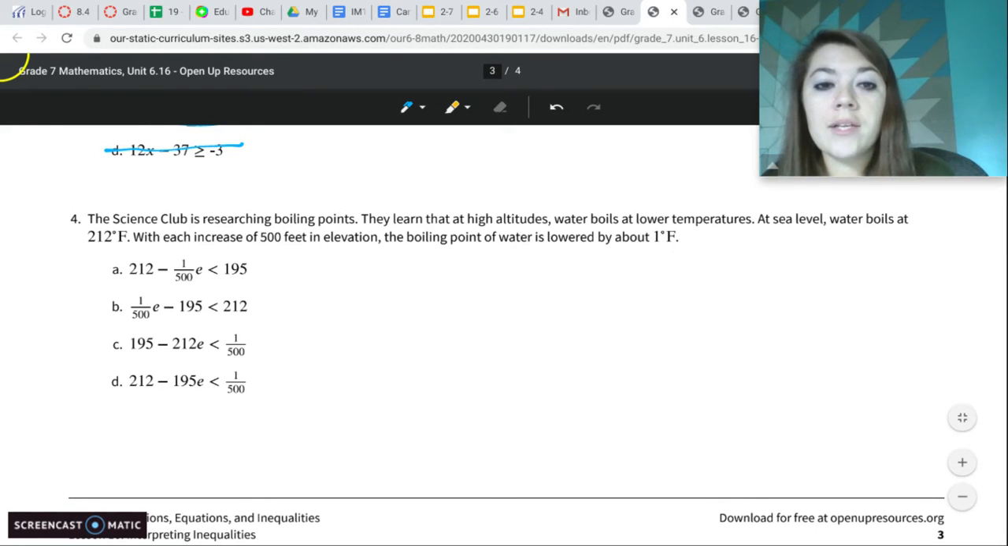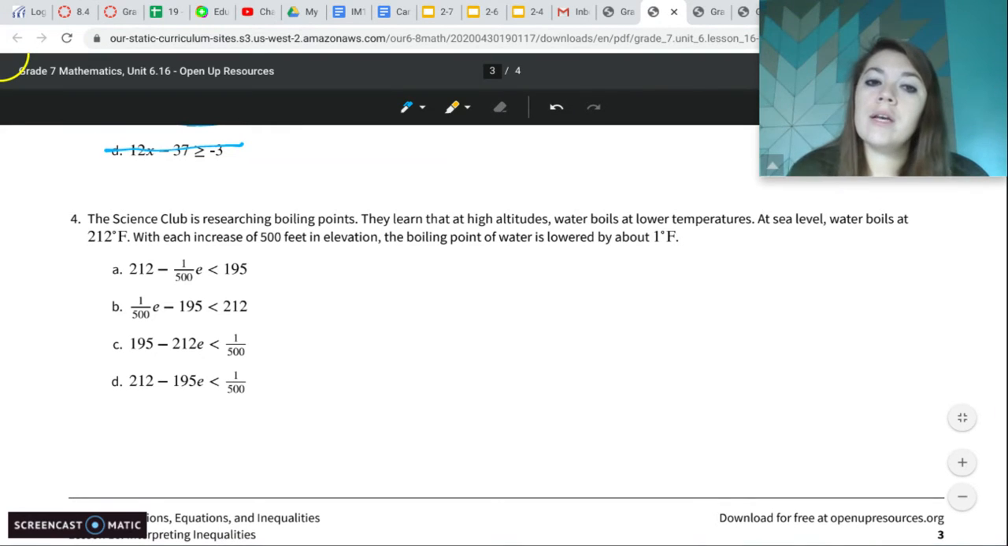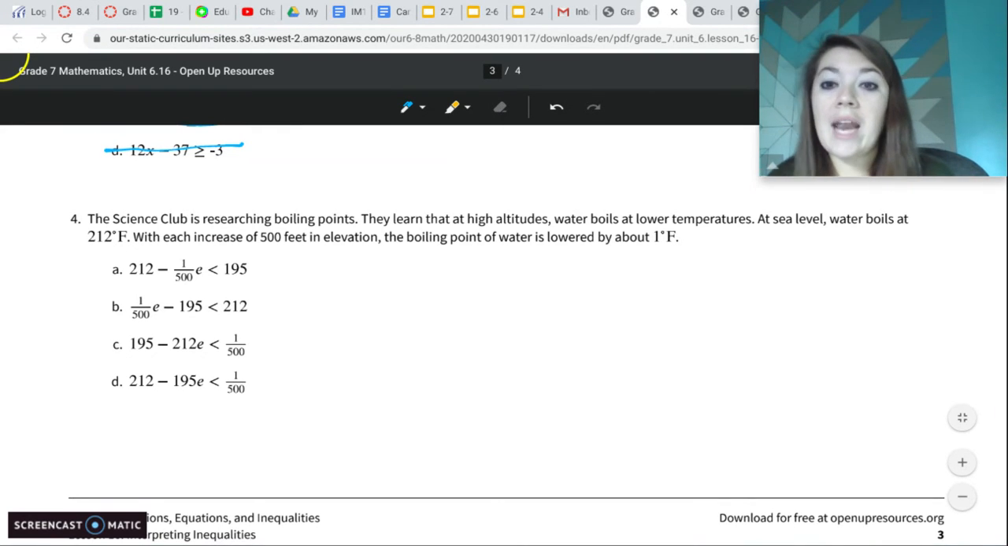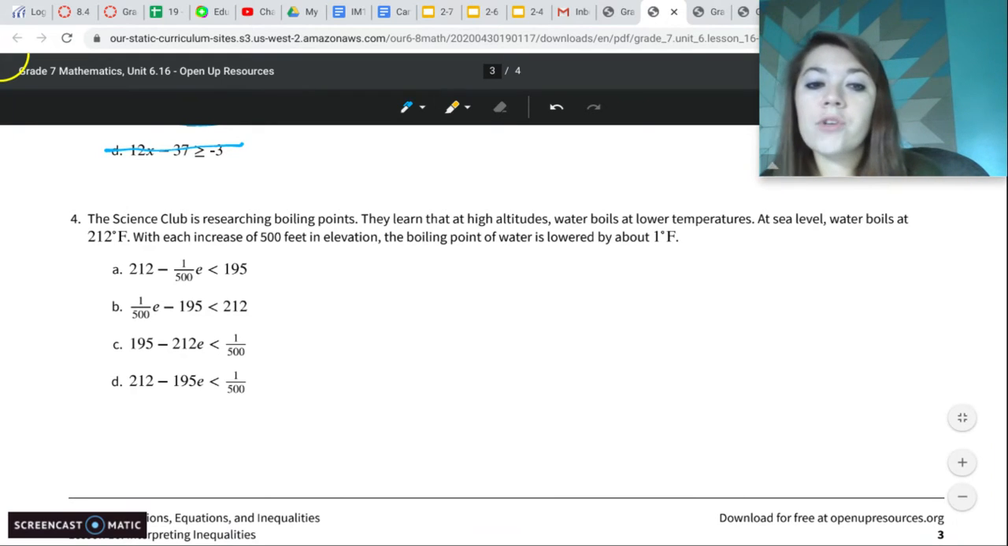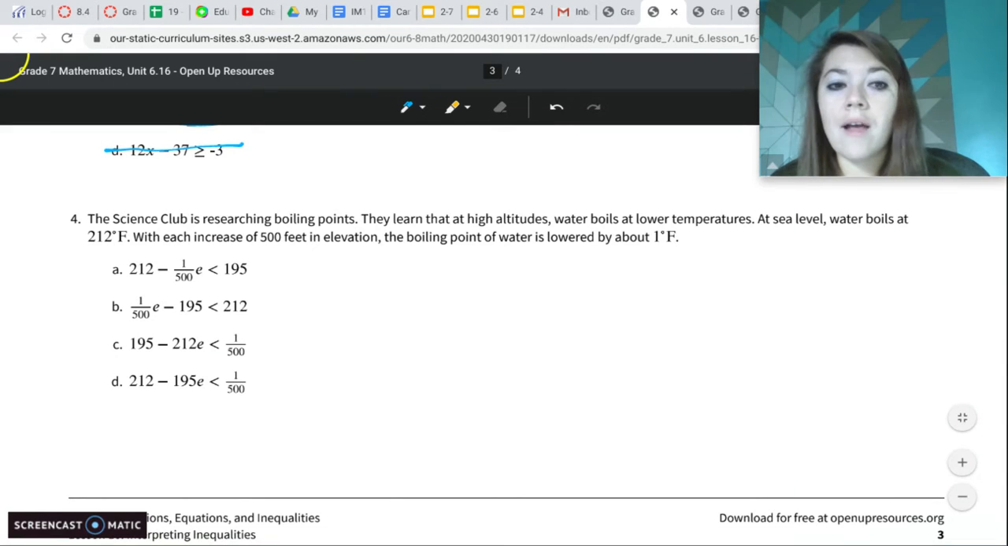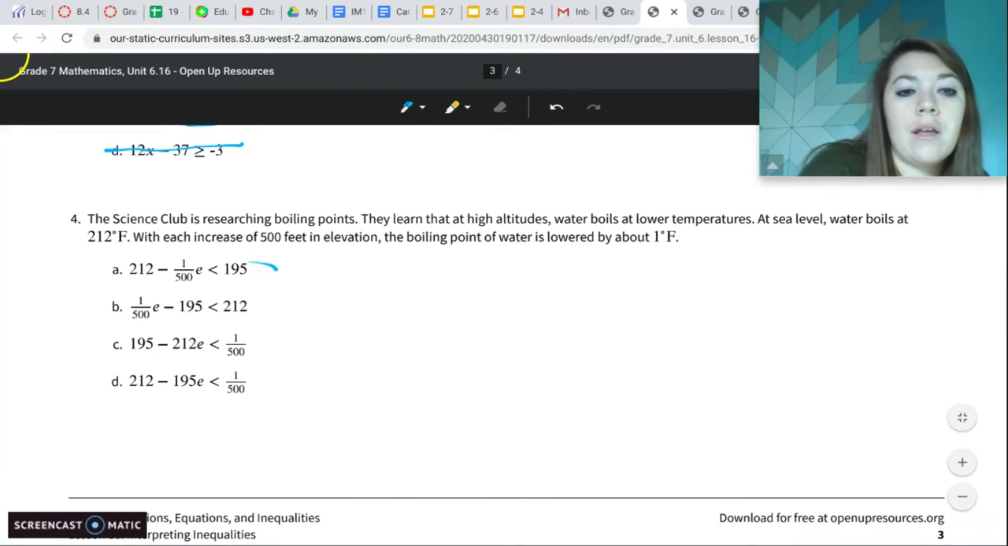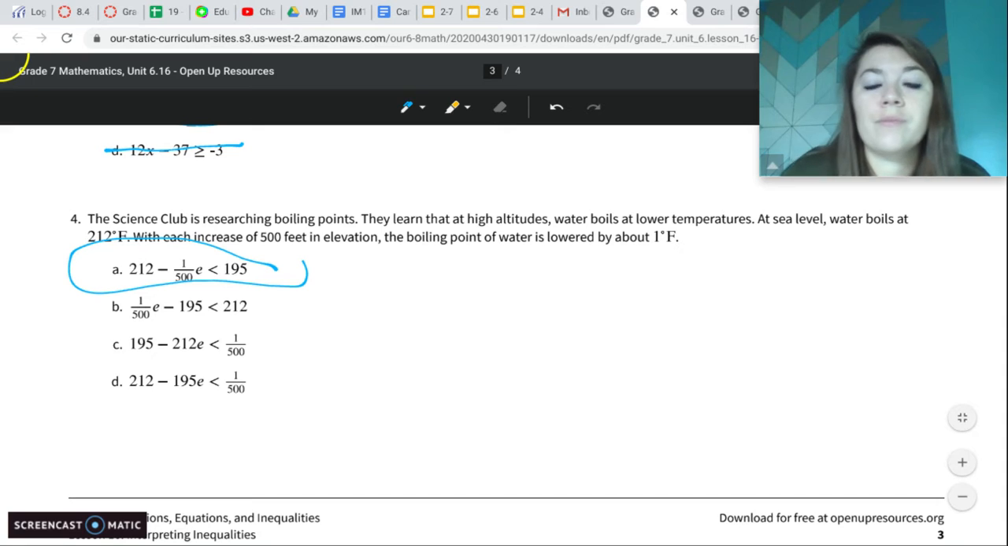So we are looking at an increase of 500 feet in elevation, and the boiling point of water is lowered by 1 degree. So it's a ratio of -1/500, because we're going up 500 and it's negative because we're lowering. And we have the 212, so that's our starting value. So it should be our constant, and then we look for the one with our ratio. So it is A.